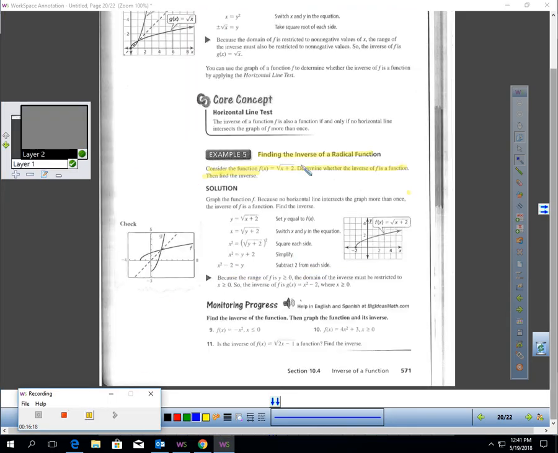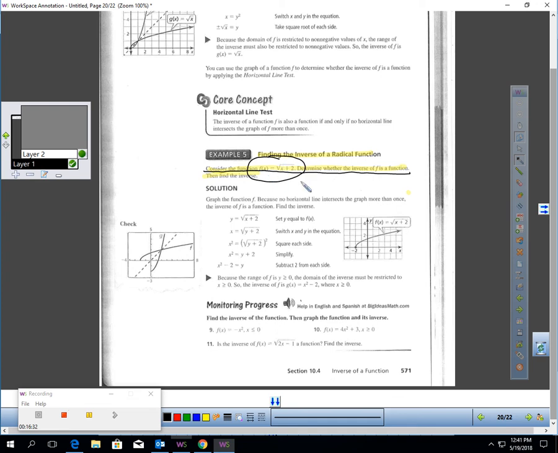So let's use the horizontal line test for this question. It says, consider this function and determine if the inverse of that function is a function. If I graph this, I could just use my calculator, y equals square root of x plus 2, hit the graph button, and you'll see this picture. Does this pass the horizontal line test? Let's try, and yep, there's never a time where it touches in more than one place, so it does pass the horizontal line test. So the answer is yes, the inverse is also a function.